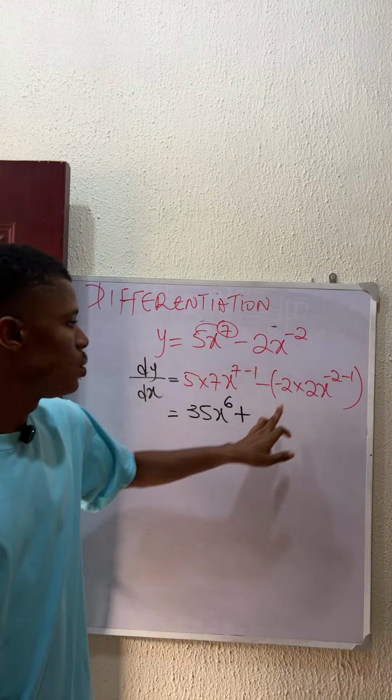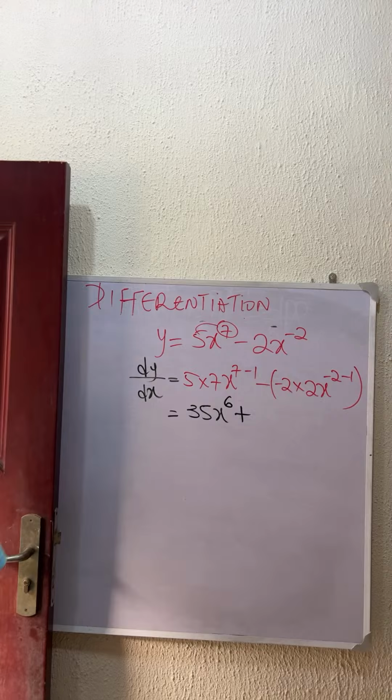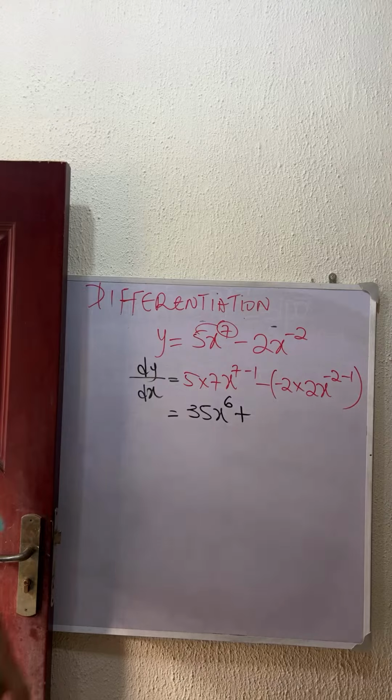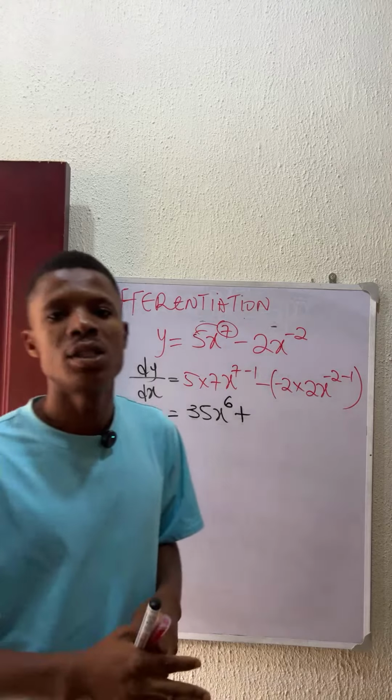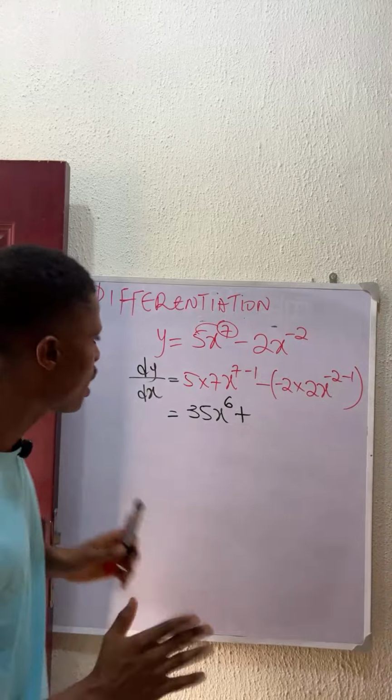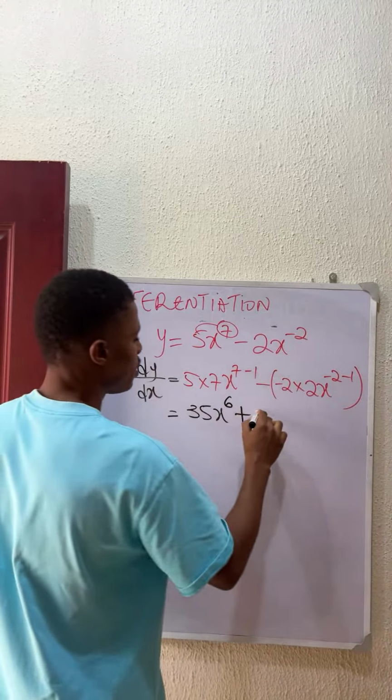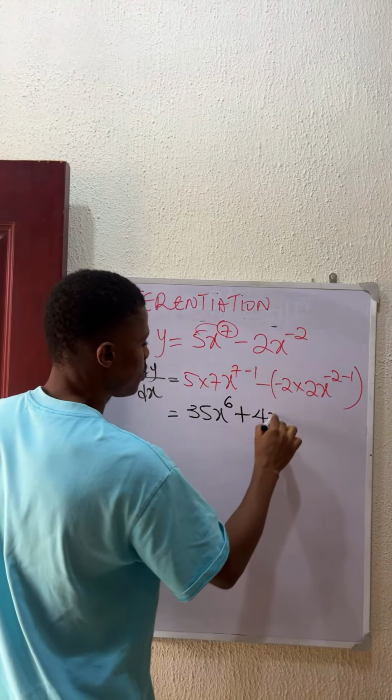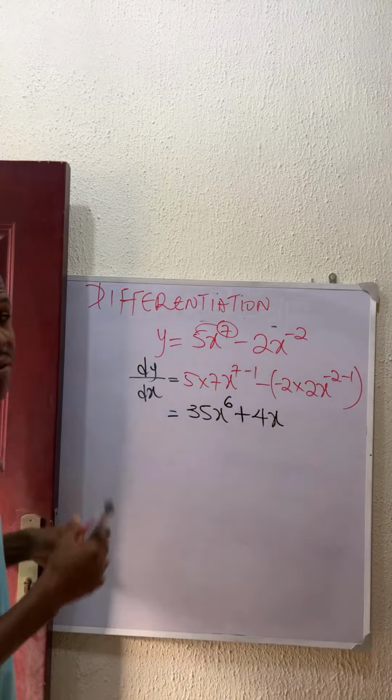So the next thing you do is 2 times 2. What is 2 times 2 if you are following? 2 times 2 is 4. So you have it as 4 x to the power of. If you are not careful, you might make a mistake.